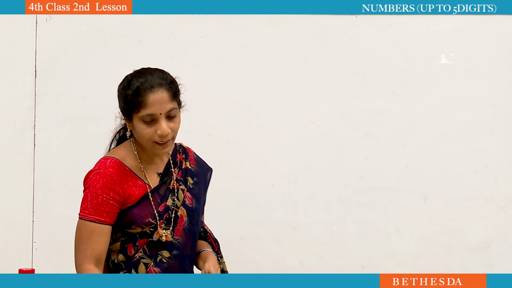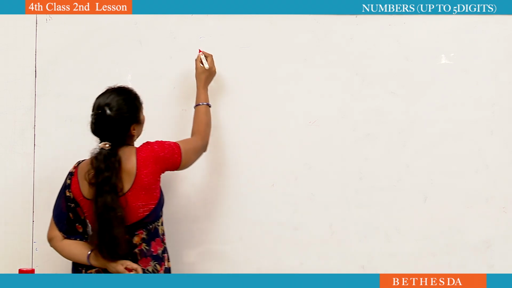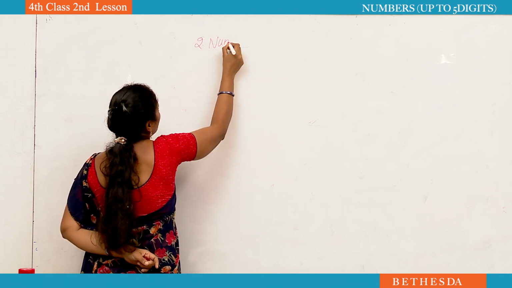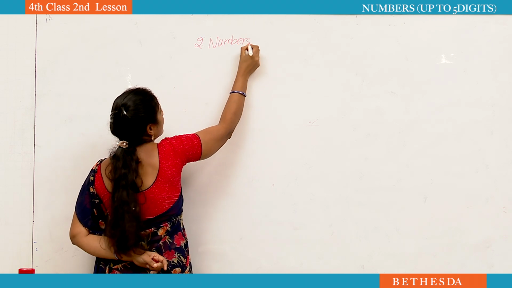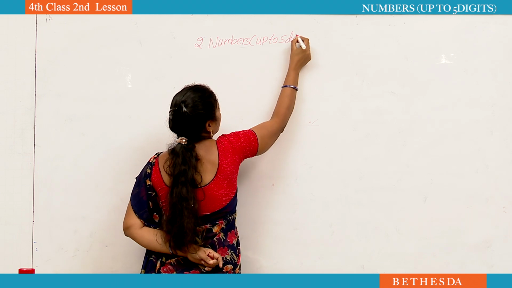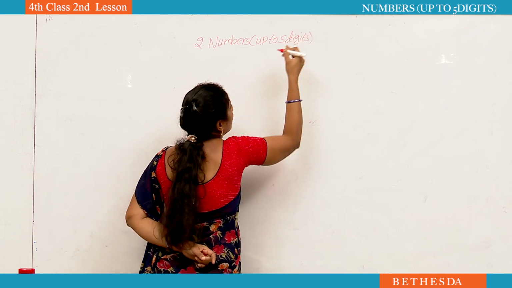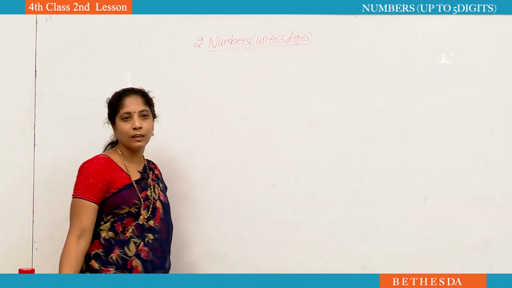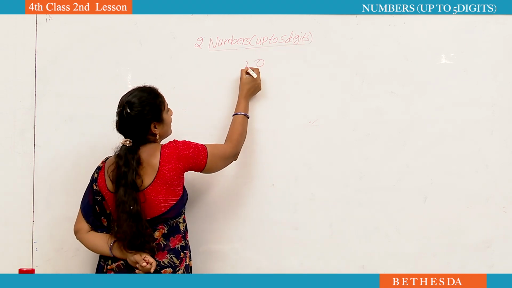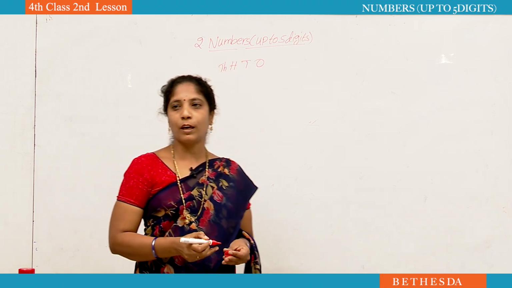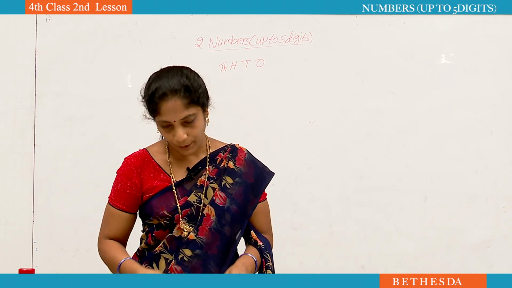Today we are going to learn 4th class 2nd lesson, numbers up to 5 digits. In 4th class we learned numbers up to 4 digits. What are those? Ones, tens, hundreds, thousands. In this class we are going to learn 5-digit numbers.